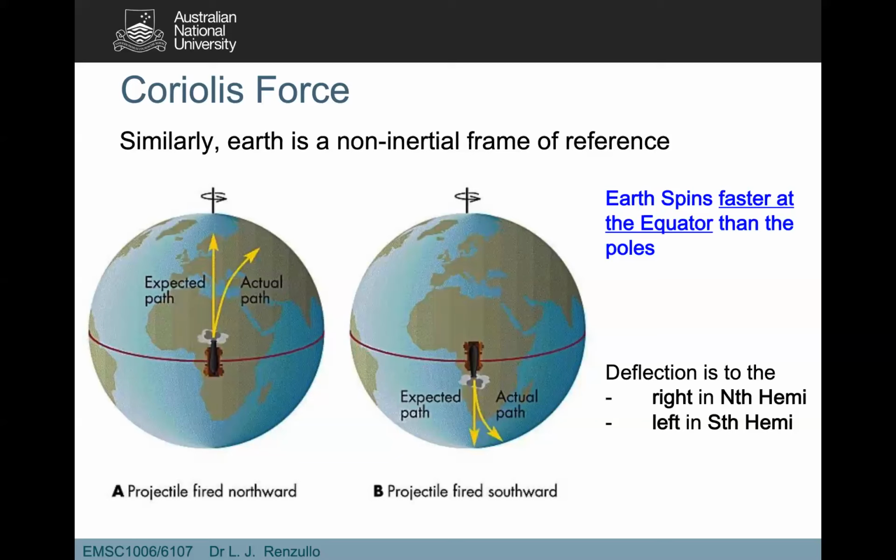In the south, it's to the left. Same principle though. You're throwing a ball to your friend who's further south than you. You're going faster at the equator than he is further south. Therefore, the ball will end up more around to the east than he is. So deflection in the south is to the left. I like to think of it as we drive on the left in Australia. We're in the southern hemisphere. Deflection is to the left. And in the north, it's the opposite.